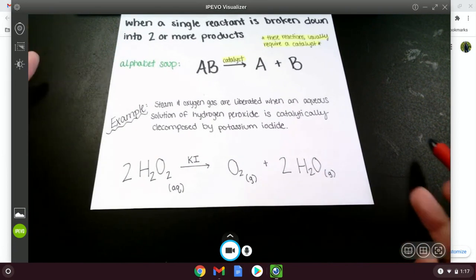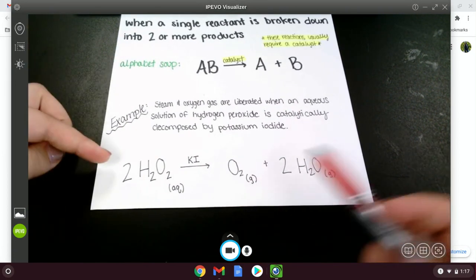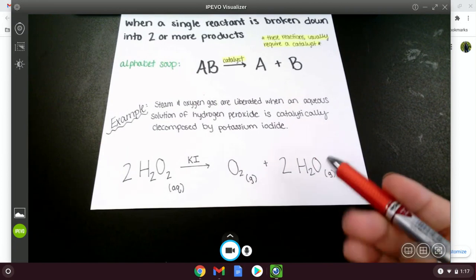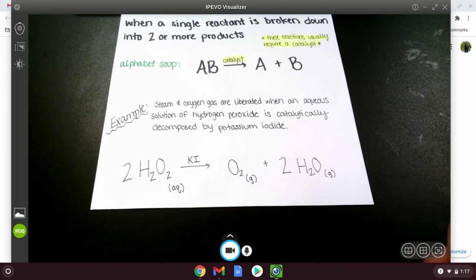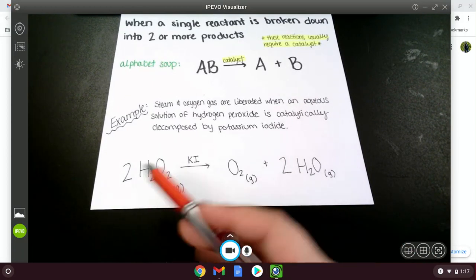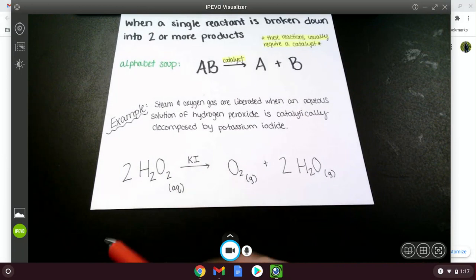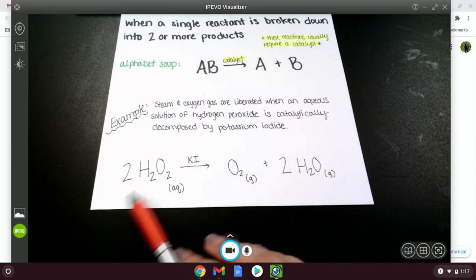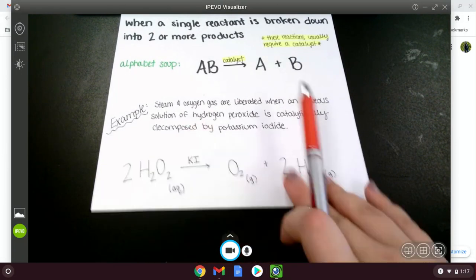So once I get that, I just have to balance it. So I'm going to add a 2 and a 2. We're good, happy, or ready to go. So that's a basic example. This would be what we consider a binary decomposition. There are two elements. There's no polyatomic ion. So it's binary. Nothing fancy is happening here.